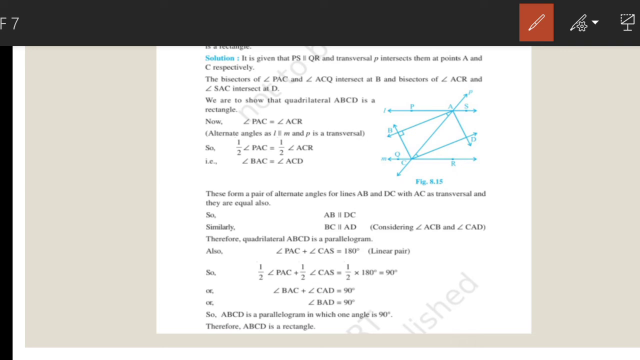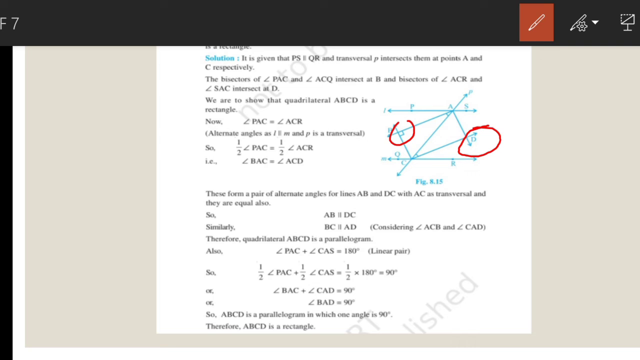ABCD is a rectangle. Interior angle bisector means the angle PAC is bisected by AB. Similarly, angle ACQ is bisected by CB. Both the lines intersect at B. Similarly, on the other side, SAC is bisected by the line AD and ACR is also bisected by the line CD, and both meet at the point D. So we need to show ABCD is a rectangle. So let's move with it.